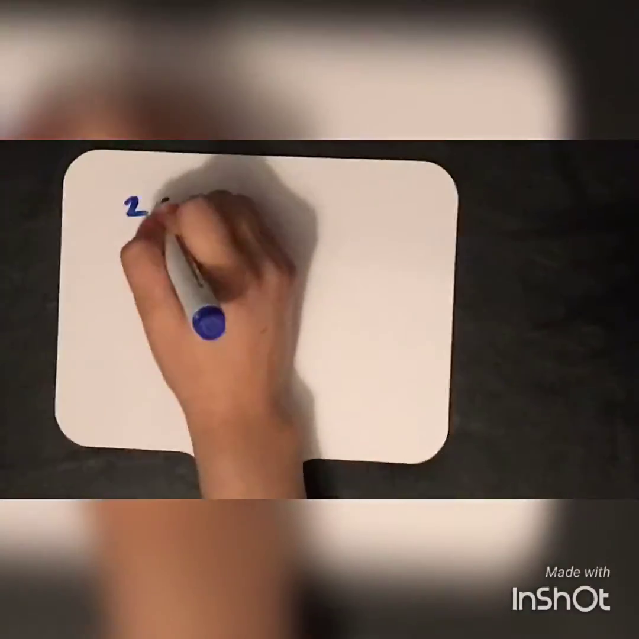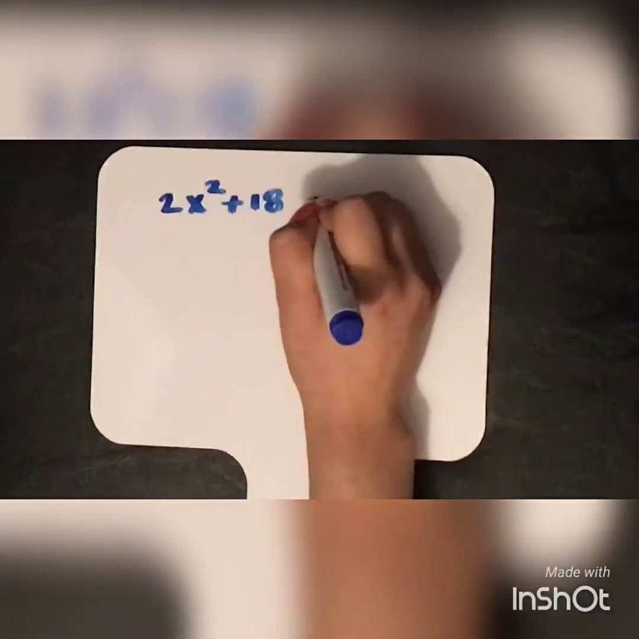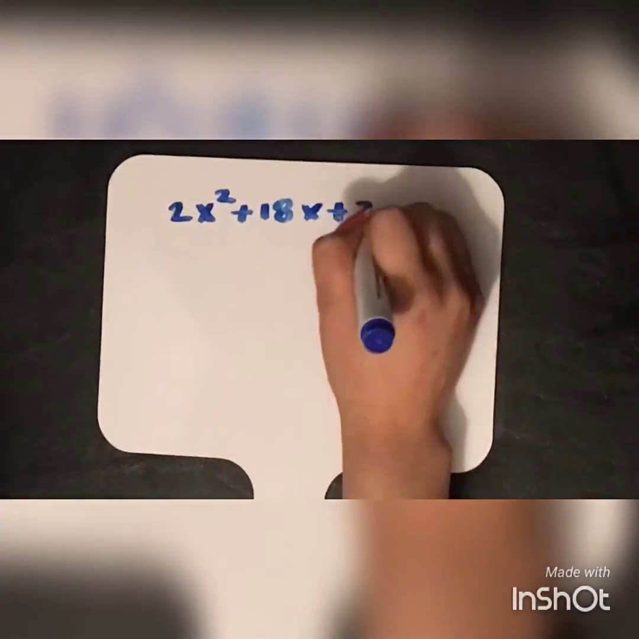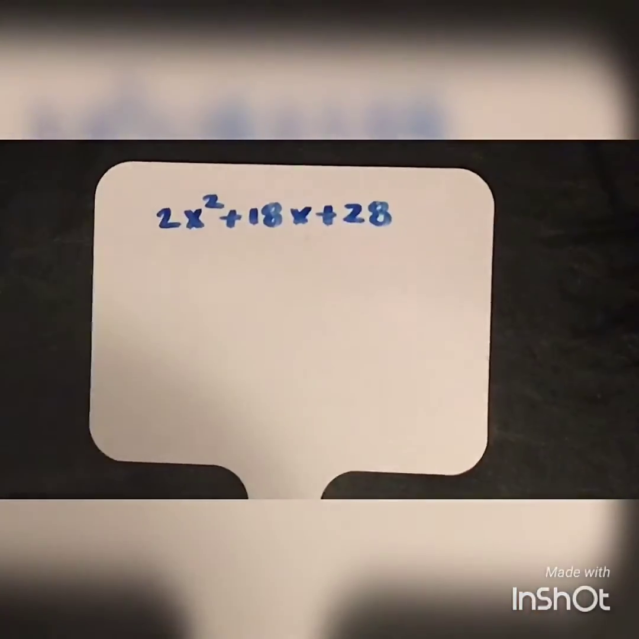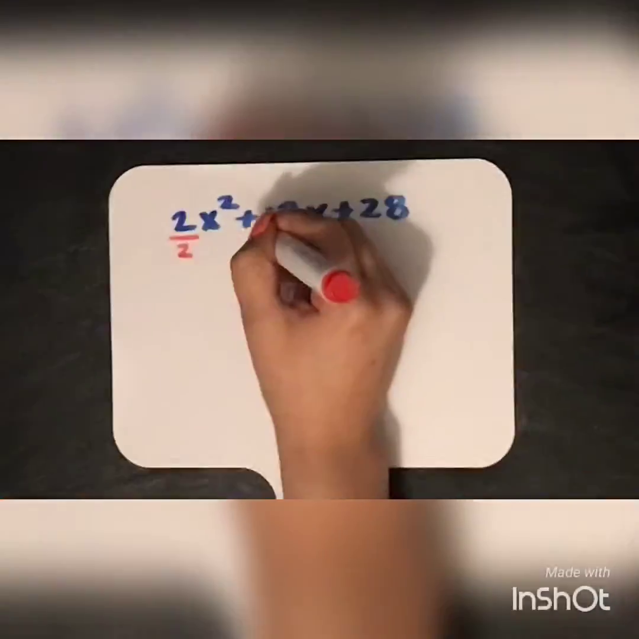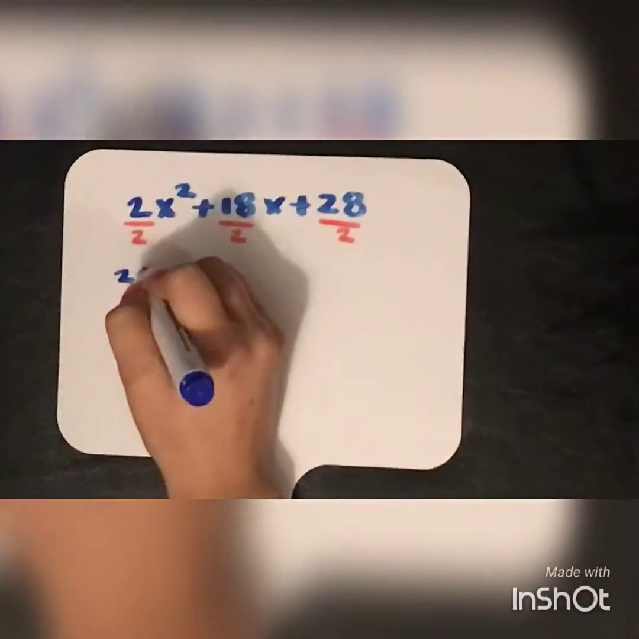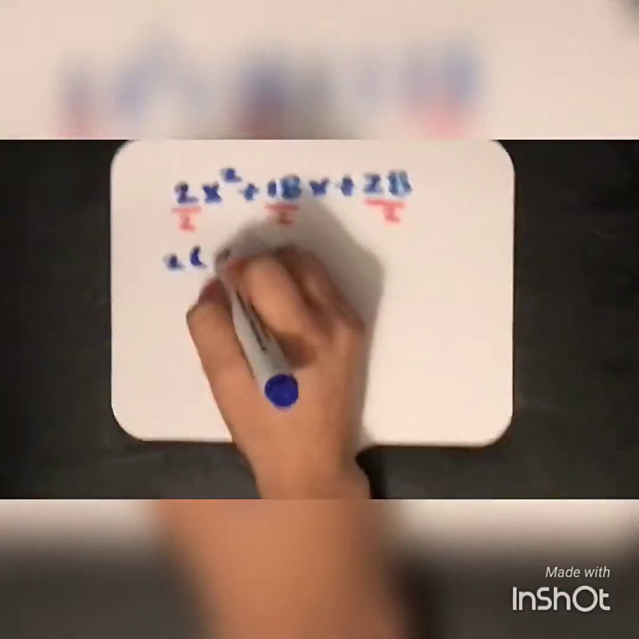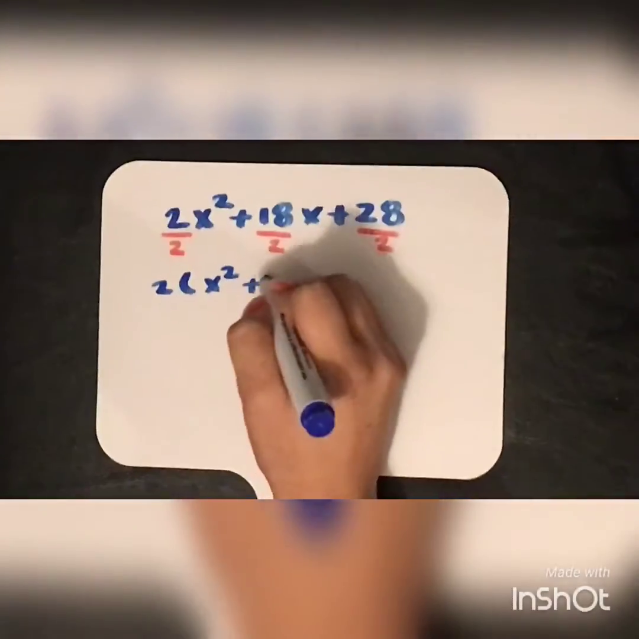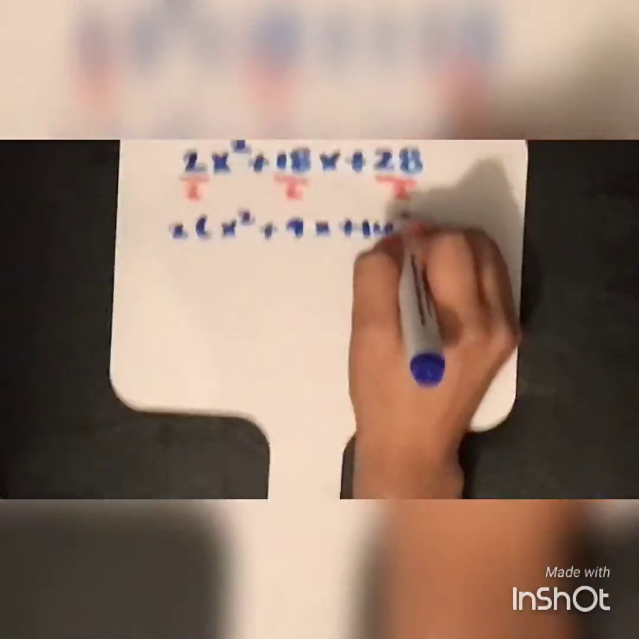The next equation is 2x squared plus 18x plus 28. Since they are all divisible by 2, you're going to divide them all by 2. X squared plus 9x plus 14.